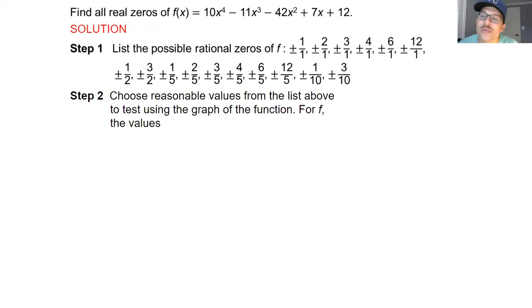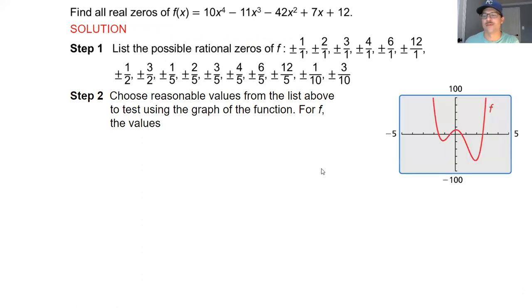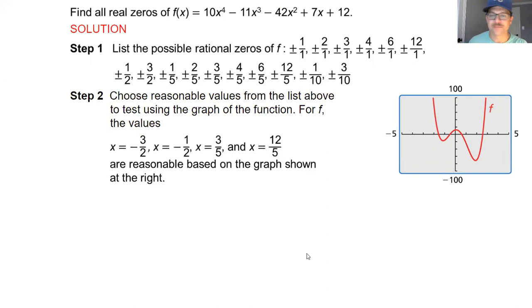So choose a reasonable value. Don't make this more difficult than it needs to be. Start with a positive 1, then go to negative 1. Then positive 2, then negative 2. Don't use 3 over 5, positive or negative. Don't use 6 over 5. That's really hard to do with synthetic division. Choose real numbers. And then if you're still not getting anything, you can move to those more complex numbers to determine your zeros.